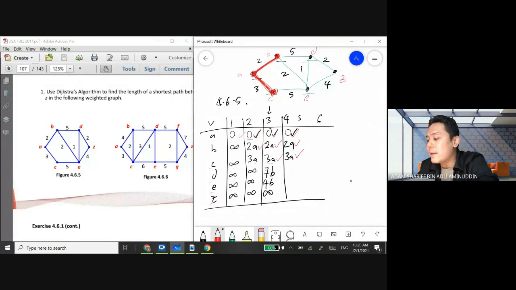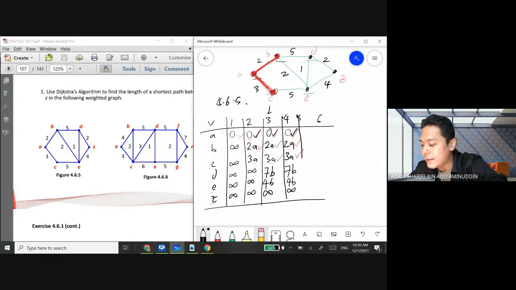So if D comes from B, it will still be 7B. Whereas E is still 4B. Nampak macam tak sama, tak ada perubahan. Tak apa, sebab we choose one node at a point, at a time. Z pula masih tidak adjacent kepada yang merah sekarang ni, kita letak infinite.